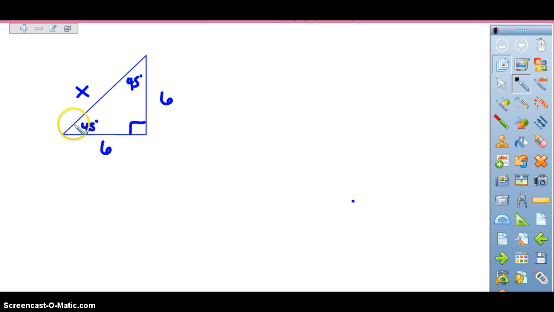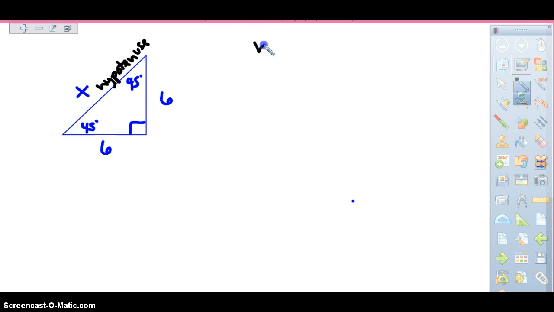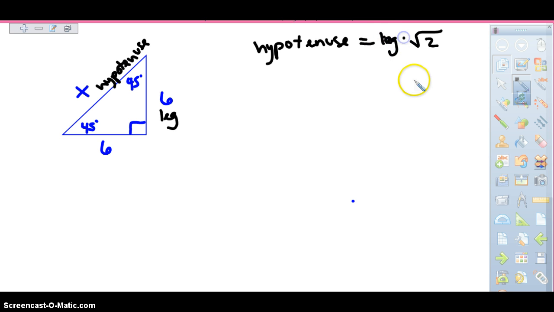If we need to find the unknown length of this triangle, first we have to notice that this is a 45, 45, 90-degree triangle. That means that the hypotenuse, x, this is the hypotenuse. The hypotenuse is equal to what? The length of a leg times the square root of 2. So a in this case would be the leg, right? So instead of calling it a, we can call it the leg times the square root of 2. So x, the hypotenuse, is equal to 6 times the square root of 2.